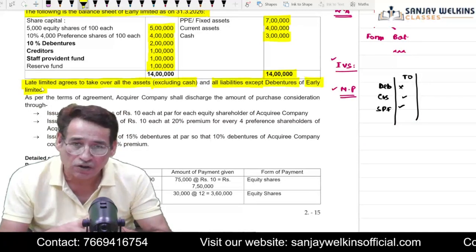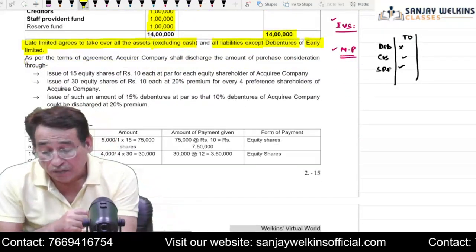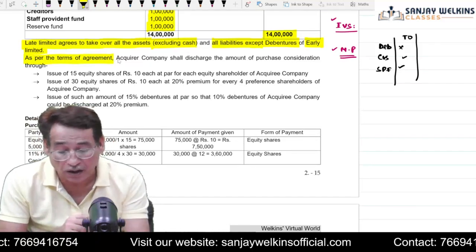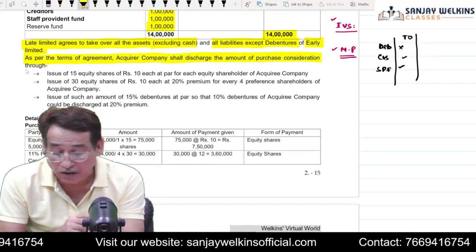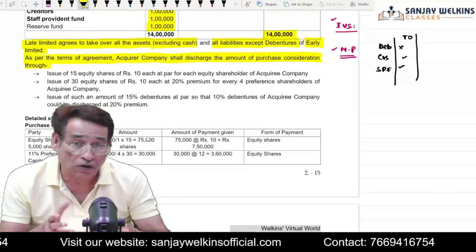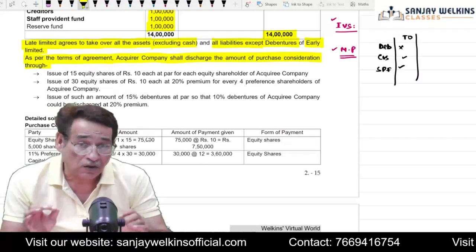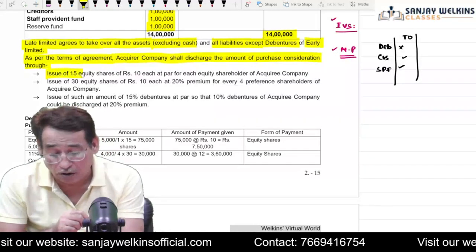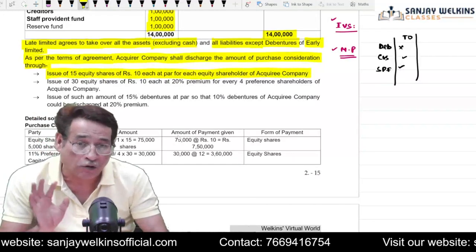It is given in the question. Now further, the question states that as per the terms of the agreement, the acquirer company shall discharge the amount of purchase consideration through issue of 15 equity shares for each equity shareholder of acquiring company.